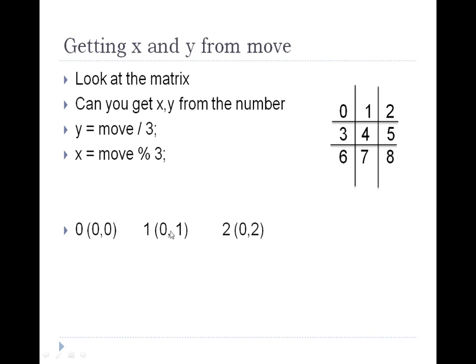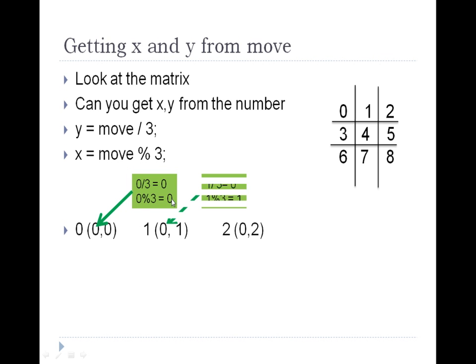This 0 is actually Y. I'm denoting this by Y comma X, not X comma Y, Y comma X. So in case of 0, the Y is 0, X is also 0. 1, Y is 0, X is 1. 2, Y is 0, X is 2. Now 0 divided by 3 is 0. 0 modulo 3 is also 0. Modulo is the remainder. So once you divide 0 by 3, whatever is the remainder, that is modulo.